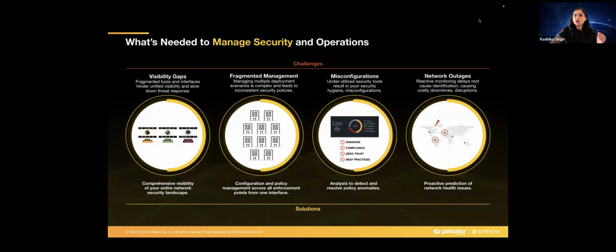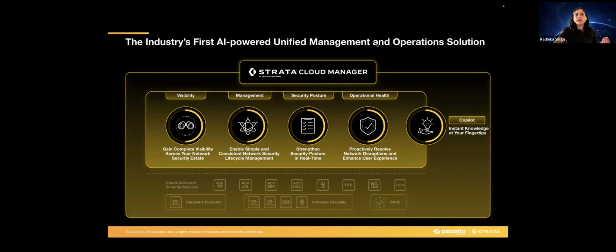The problem is that when enterprises do manual monitoring of multiple security tools, it becomes impossible for the organization to even predict or forecast any issues that can cause network or user disruption. Hence we came up with Strata Cloud Manager, which is the industry's first AI-powered unified management and operations platform. These are the five pillars on the screen. We will be seeing this in detail in the demo as well.